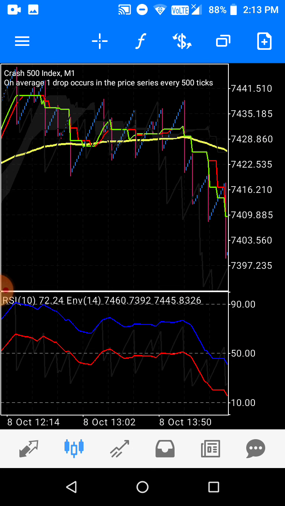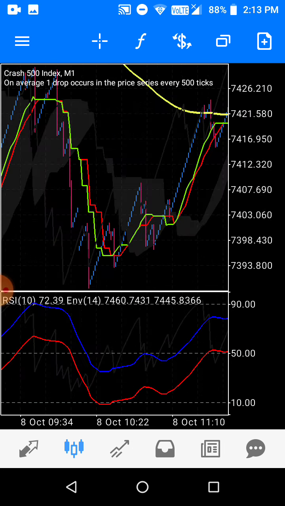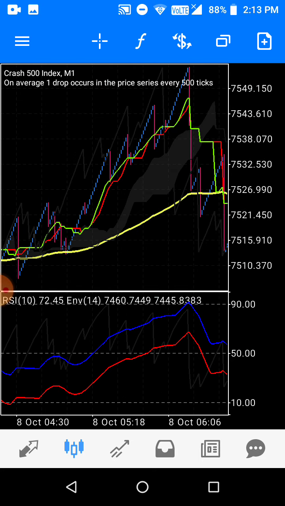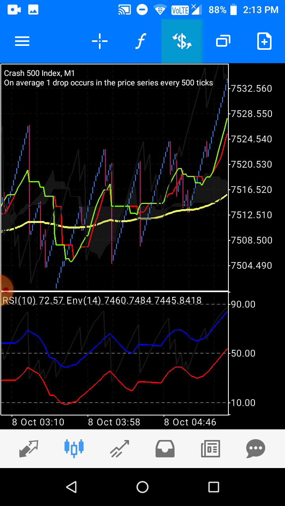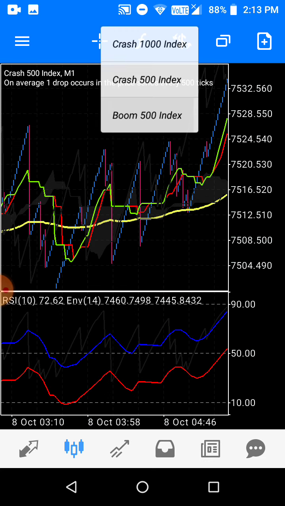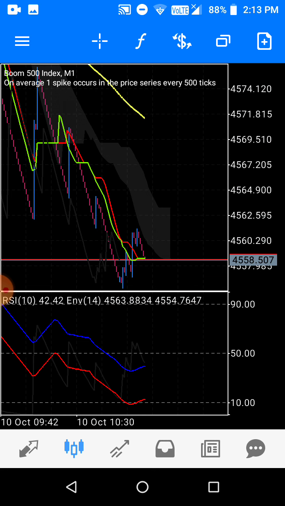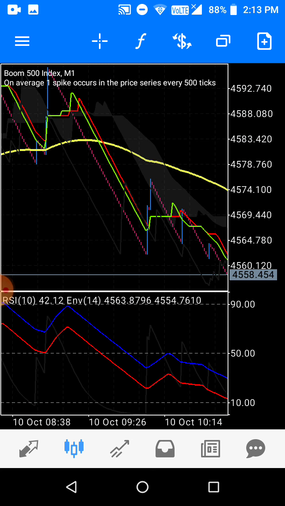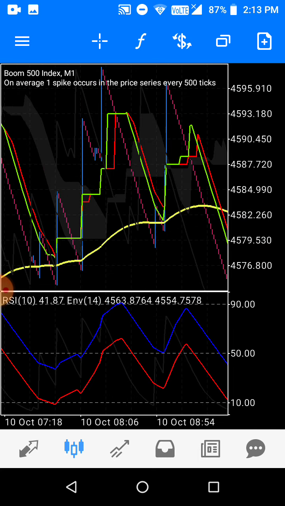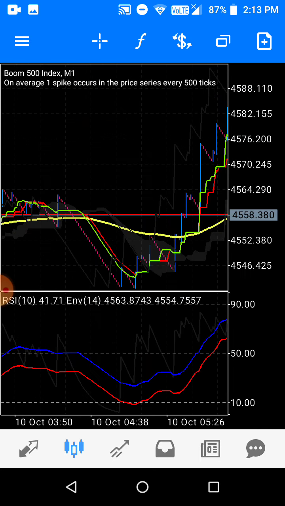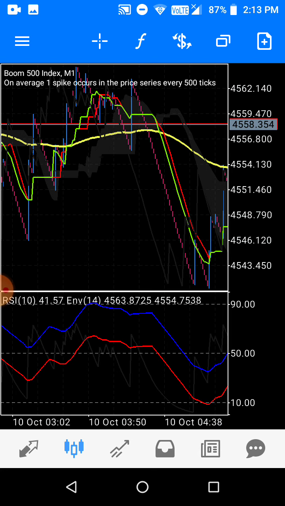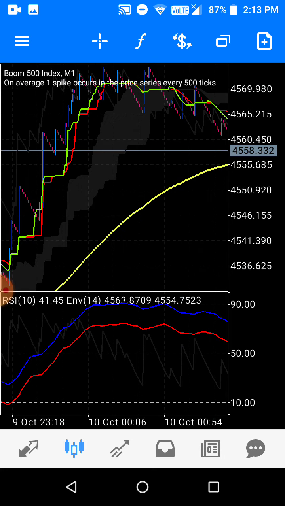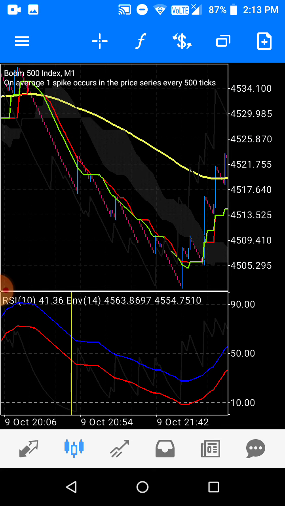Okay, so only trade with this if the market is above the moving average 200. This is for Crash 500. So let us go to Boom 500 and see how it works. So Boom 500, you do the opposite. Trade if it is below. Go with the trend. Boom 500, trade it when it is below the moving average 200. Don't do anything else to be on the safe side.